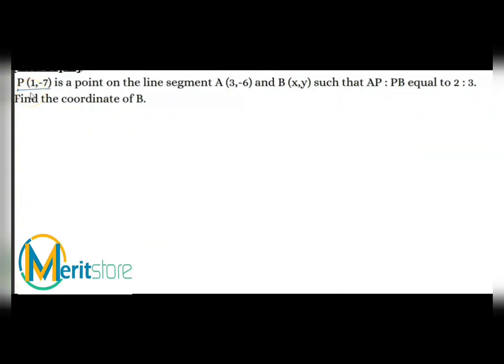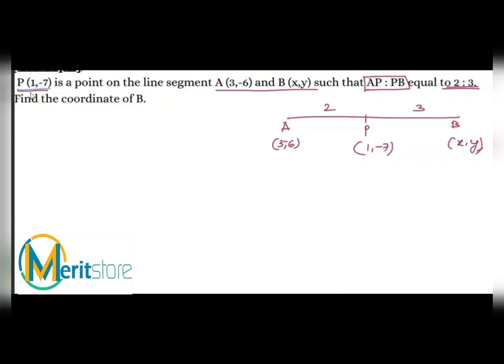Here I have a question in which it's written P is (1, minus 7). It's a point on the line segment AB, and it divides the line AB in the ratio AP is to PB, 2 is to 3. So let's take this as a line A and B here. This is P, this is 2 and this is 3. So this is (3, minus 6) and this is (1, minus 7) and this is x and y. For timing, I'm going to take this as x1, y1, this as x and y and this as x2, y2. We'll later on resubstitute that.